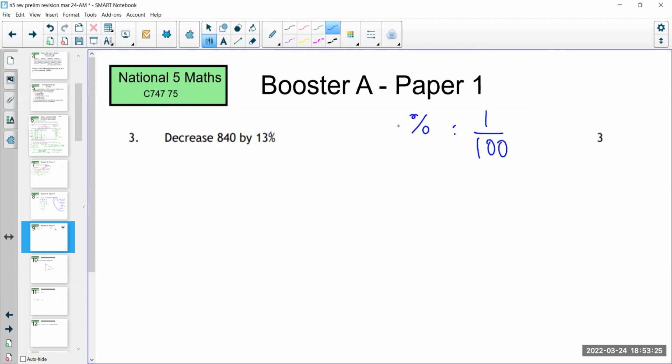Now, if you do 13 times that, you do 13 times 1/100. There you go, 13% of 840. That's the first thing you need to calculate. You can start simplifying. 84, so you can keep that. How do you do 84 times 13? It's up to you.